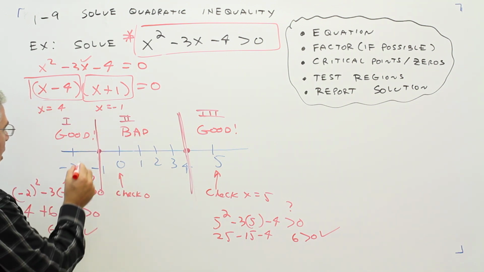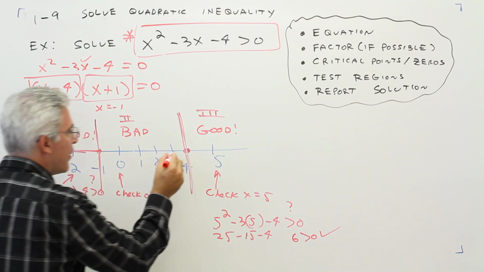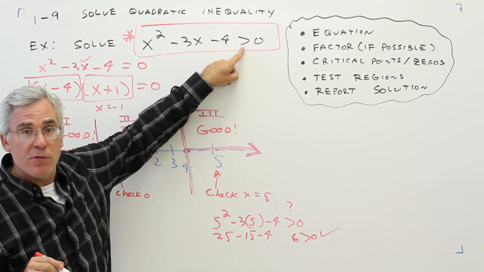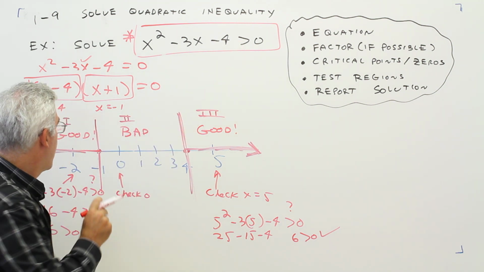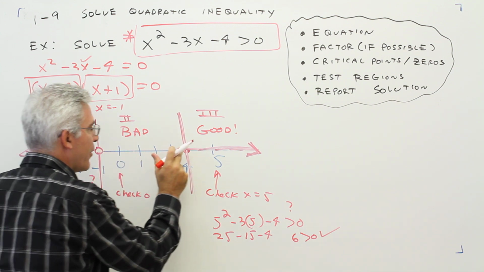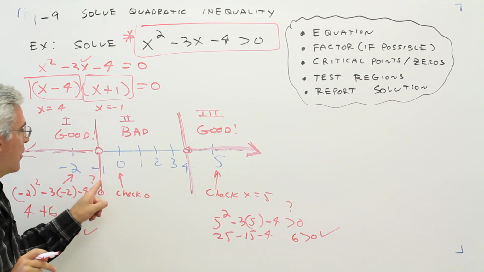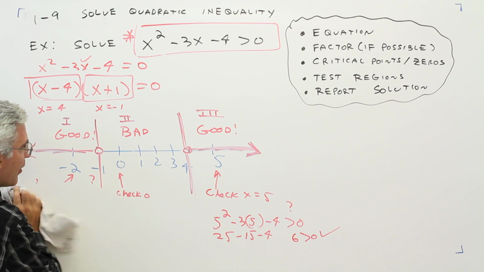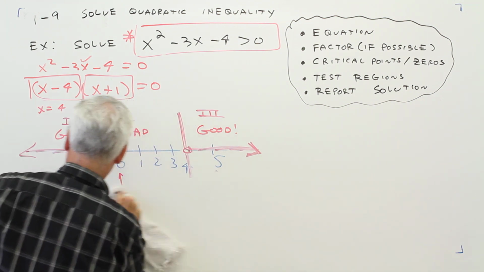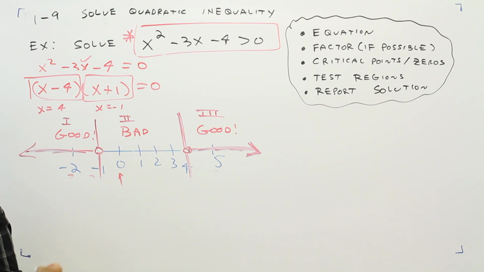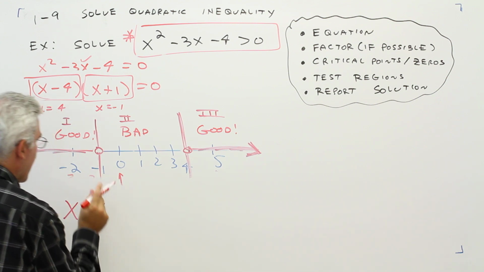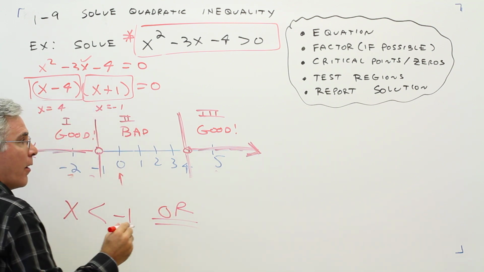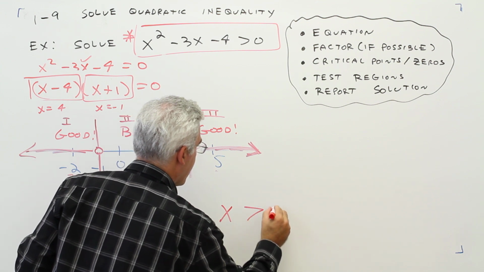So now, all of these x's are good. All of these x's are good. However, there was no greater than or equal to, so technically this point here is no good, and this point here is no good, because there's no equal bar there. So now to report my answer, once I've got the number line, I'll just do it right below. My solution will be x is less than -1, or x is greater than 4.